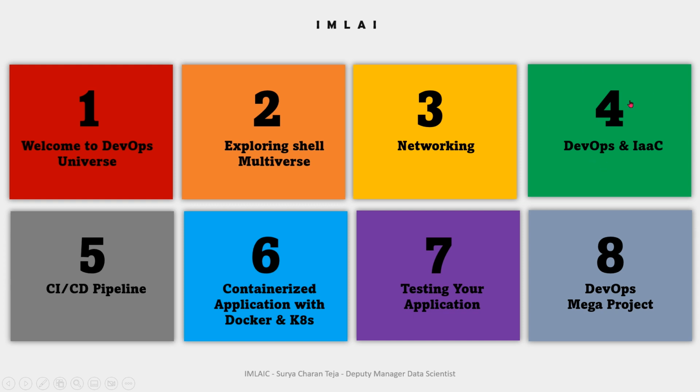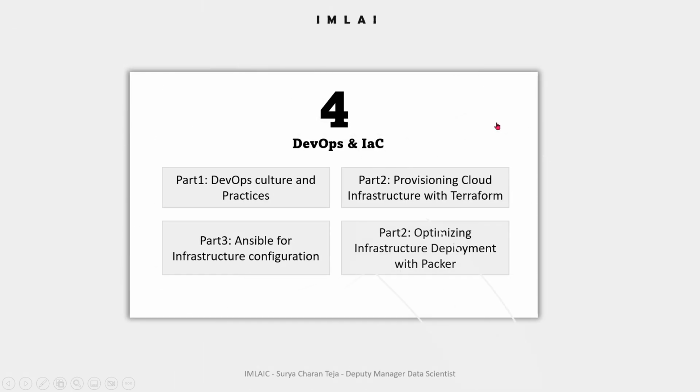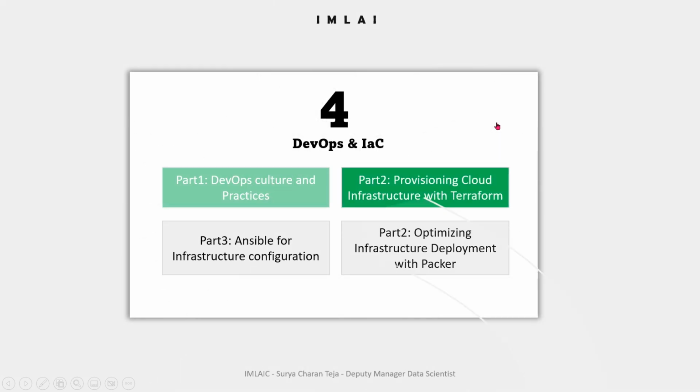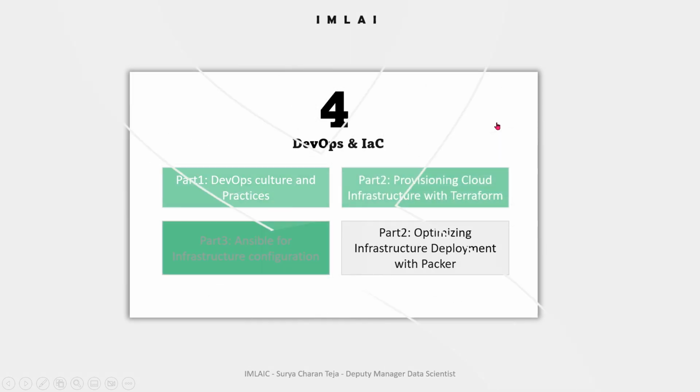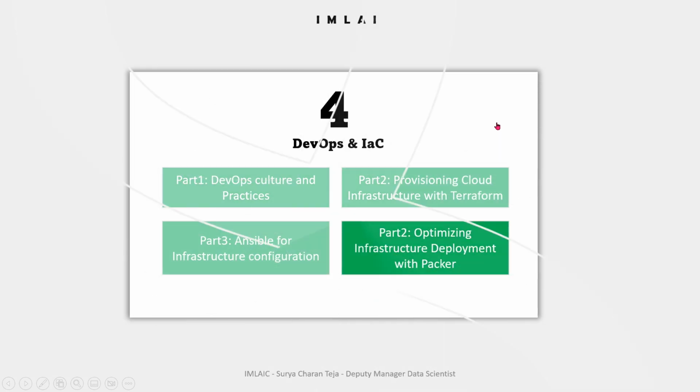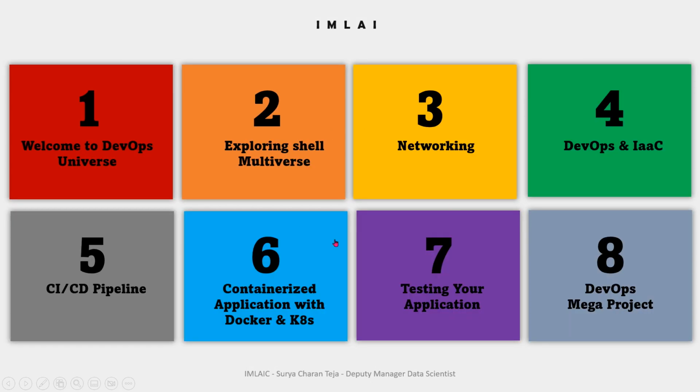Then we have the fourth module, that is DevOps and IAC. In this, we have four parts. The first part is DevOps culture and practices, and the second part is provisioning cloud infrastructure with Terraform. Here I have used Terraform, and I have done at least 6 to 7 exercises with it. Then Ansible for infra configuration, where I have also done a few examples, and the last one is optimizing infrastructure development with Packer. These are the four parts that we have in DevOps and IAC.